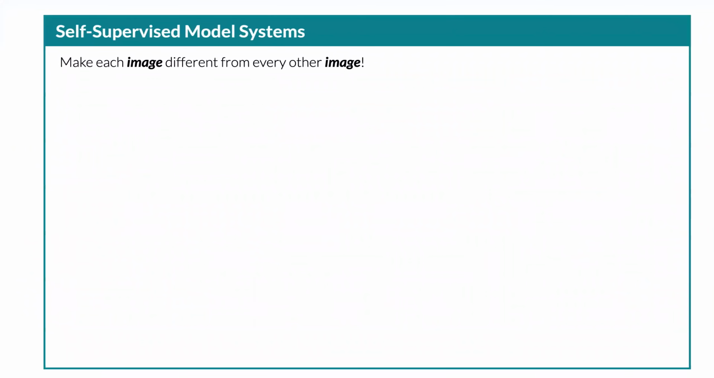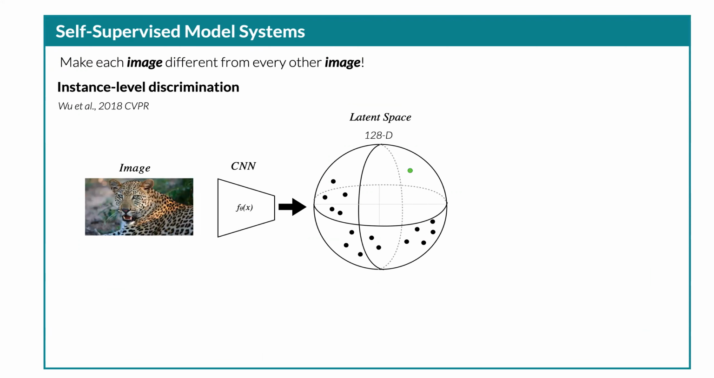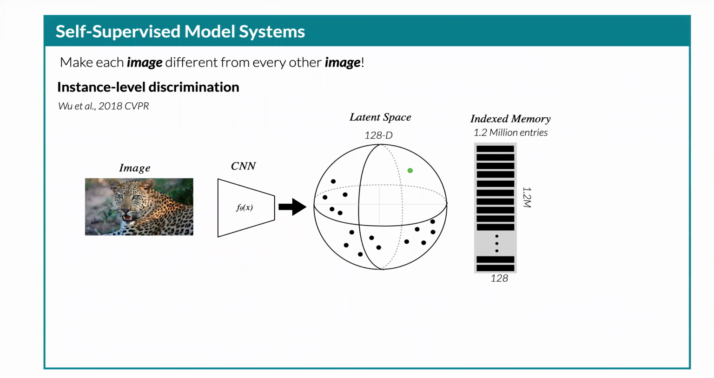One idea is to try and learn features that make each image or view of the world different from every other image. So this is instance level discrimination. What Wu et al. did is take each image, pass it through a deep net, but instead embed it in a 128-dimensional latent space, where the idea is to try and make each image as different from every other image. To do this, they had an indexed memory bank that stored all these latent representations. And to train it, they tried to do 1.2 million way classification. How do you make it so that each image stands out from among all the others in ImageNet?